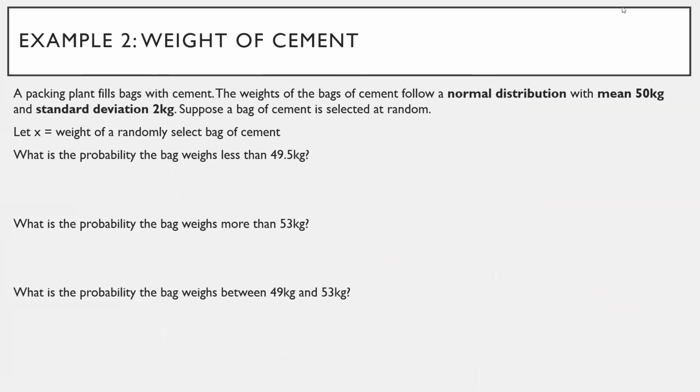Okay, here's the next question. A packing plant fills bags with cement. The weight of the bags of cement follows a normal distribution. So I'm telling you normal distribution, and I give you the mean. So mean mu is equal to 50, and the standard deviation is 2 kilograms.